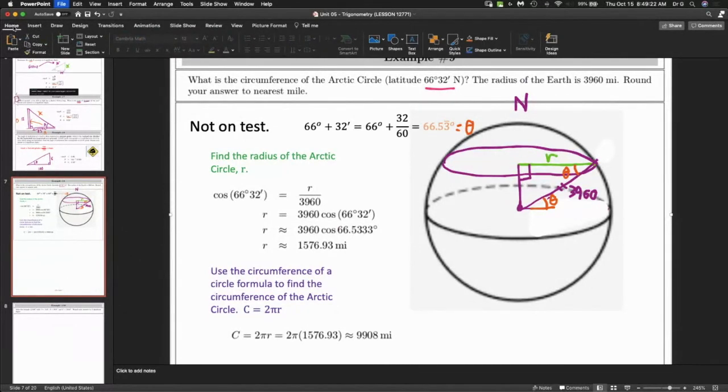This question again is not on the test. I just put it in there for a little bit of a novelty, a little fun time, you know. So it's 8:50. Let's take a break. I'll see you back here at 9 o'clock.